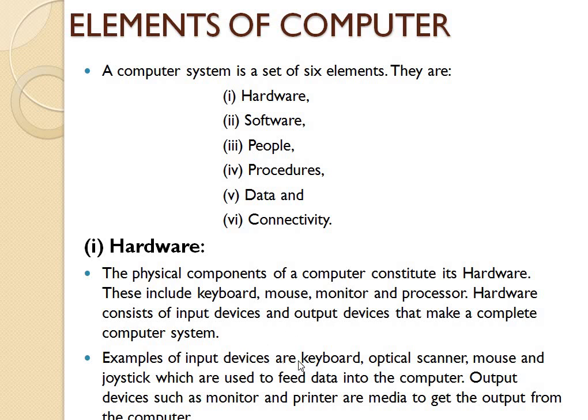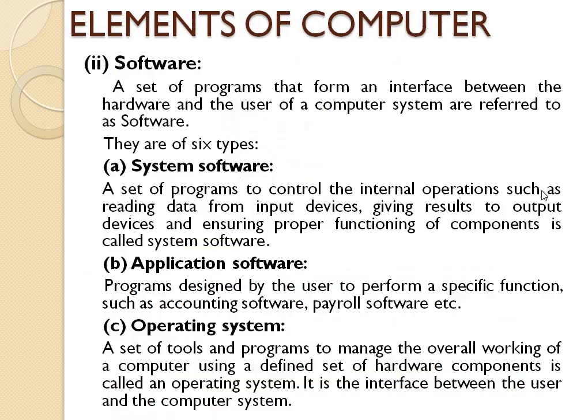Okay, examples of input devices are keyboard, optical scanner, mouse, and joystick, used to feed data. Output devices are the monitor, which we are seeing, and a printer, which we are getting output from. Those things are called output devices. Again, in your 2-mark question, they will ask about input devices, give some input devices, or what are output devices, and give some output devices. So this is the important thing you have to see.